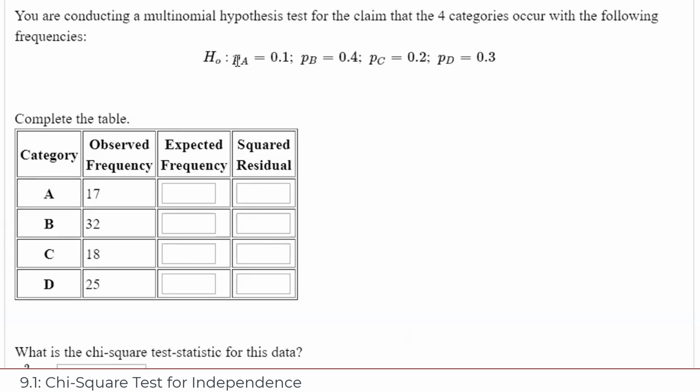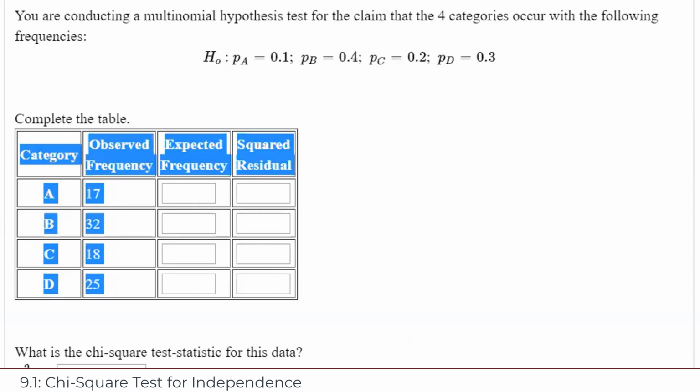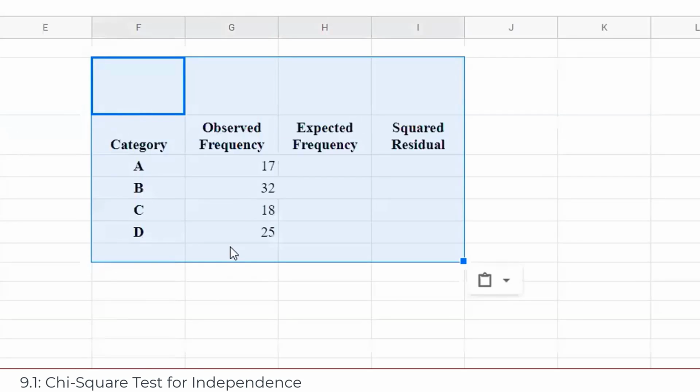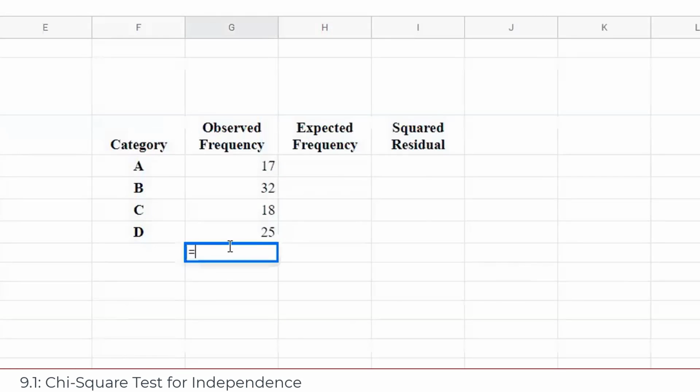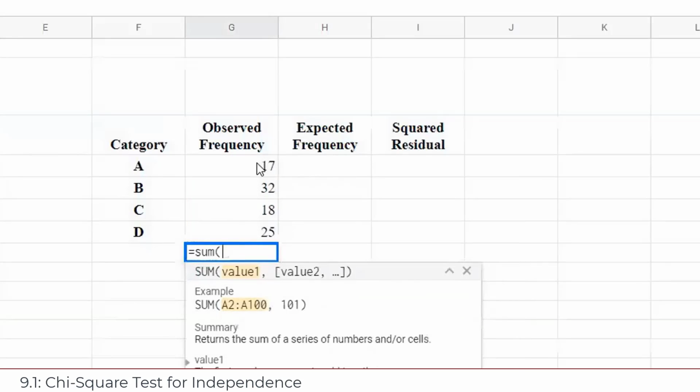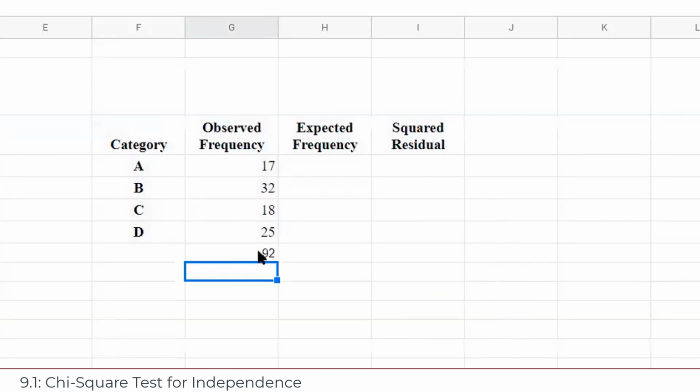In the next problem, you'll notice that these categories are not equally distributed. You'll notice that they have a probability. The probability of A is 0.1. The probability of B is 0.4, then 0.2, 0.3. So again, what I'll do is I'm going to highlight this whole thing. I'm going to copy it, paste it right here. So there it is. And I want to find the sum, equals sum of all of these. So there's the sum, 92. Now I've got 92 items.